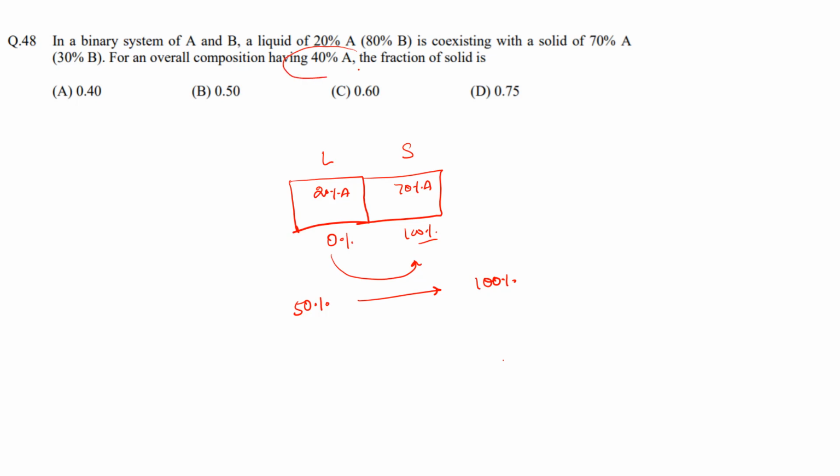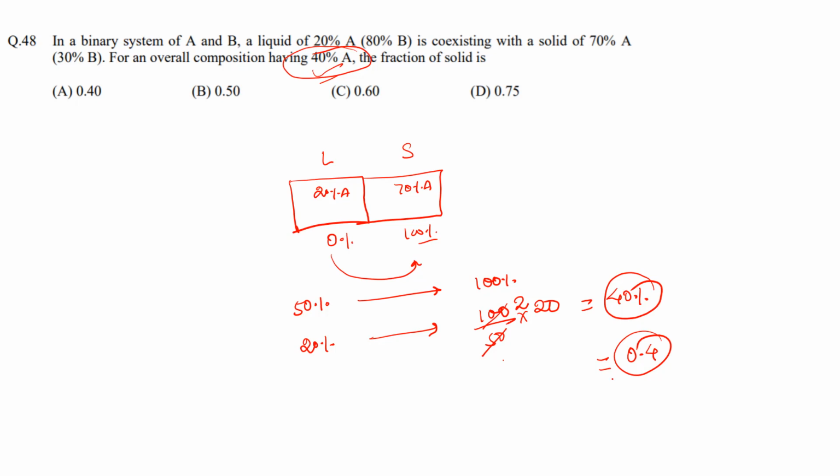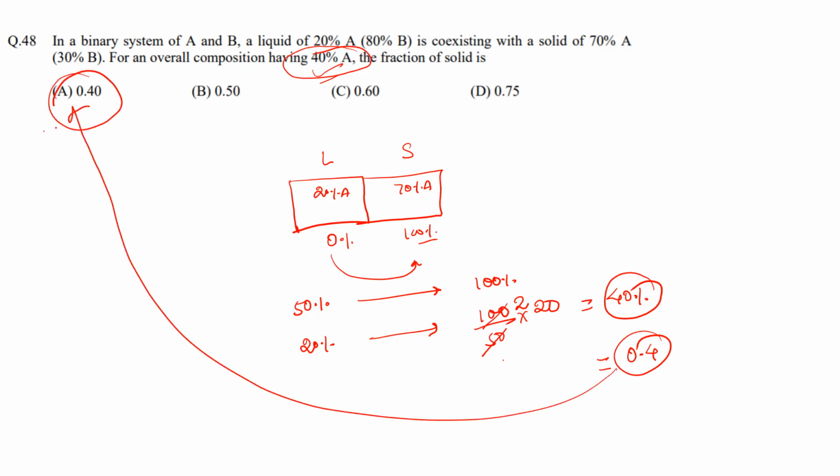It is asking for a composition where we have 40% A, right? So 40% A means an increase of how much from 20? It will be 20%. So for this 20% increase, it will be 100 by 50 into 20, right? You can see it will be 2 into 20, so it shall be 40%. So there shall be 40% solid, which we can also say is 0.4 fraction of solid, right? So this is your answer.